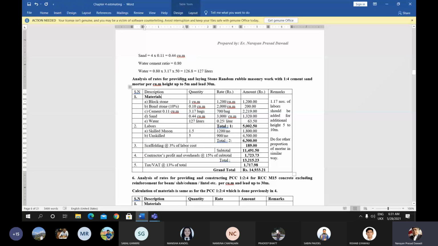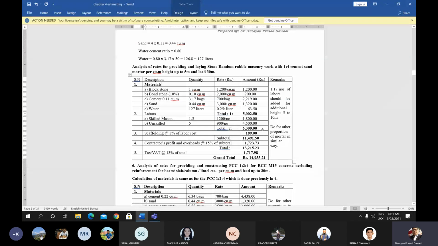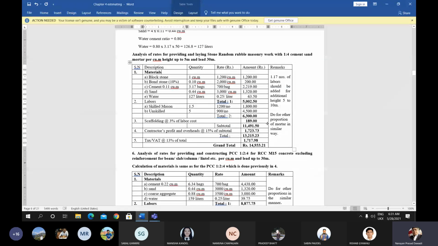If you have to construct the wall more than 5 meter, at that time the unskilled manpower is not 5, you have to add 1.17 numbers on 5, that is 6.17 numbers used for 5 to 10 meter, and above 10 to 15 meter another 1.17 numbers of labor should be added, that is 5 plus 2 into 1.17. This is the condition given for calculating the labors.